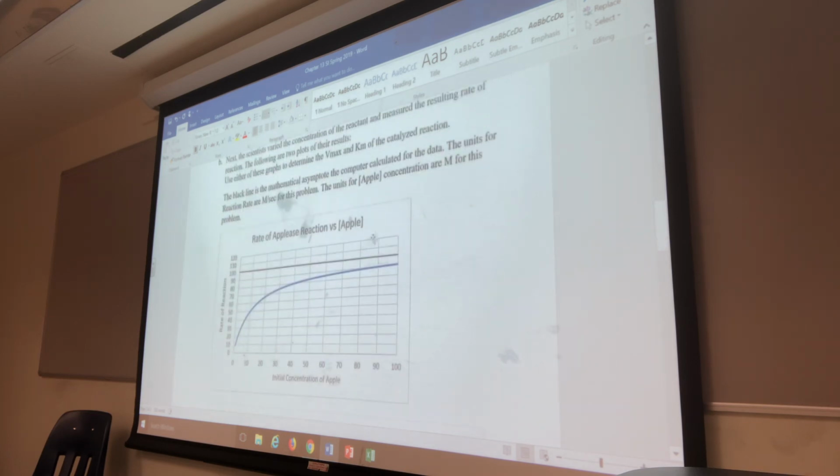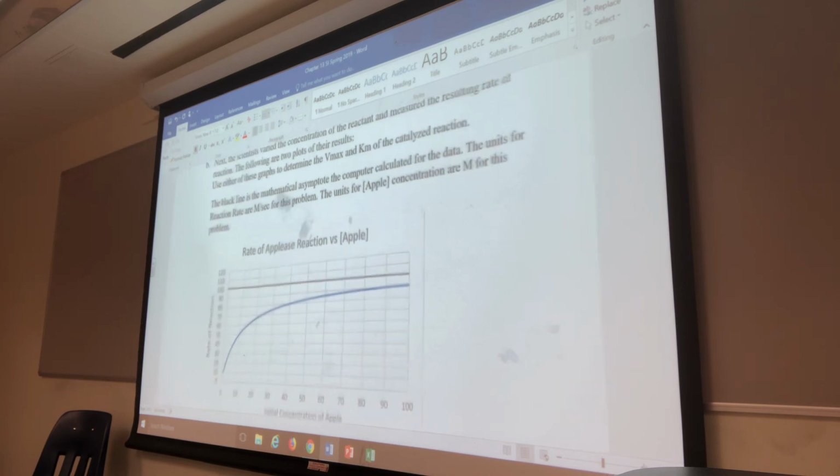And I'll scroll down to one of the graphs here. The black line is the mathematical asymptote the computer calculated for the data. And the units for reaction rate are molar per second. That's because I forgot to include it here. And the units for substrate concentration are molarity for this problem. All right, using this graph, we'll do both graphs. We'll use this one first. What is the Vmax of this reaction? It is 100. It is very simply, you look at whatever the asymptote is, where the reaction starts flattening out.